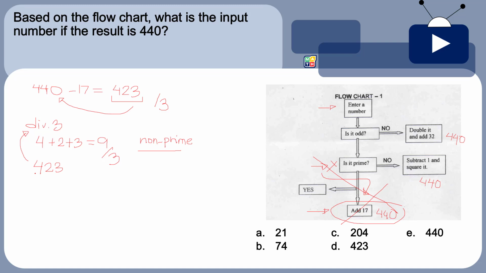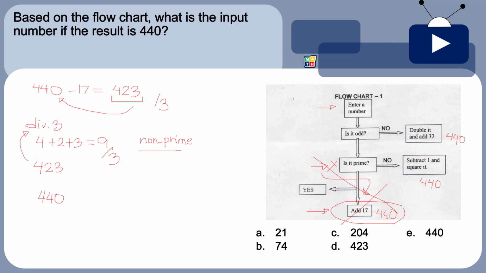Now, since it's not possible for this option, is it possible for this to be an option here? Okay? So is 440 a result? Since we are sure that it's not prime, after this process here. By the way, let's go back here. So, is it an option of squaring it right after subtracting 1? Take note the process is subtracting 1 and squaring it.